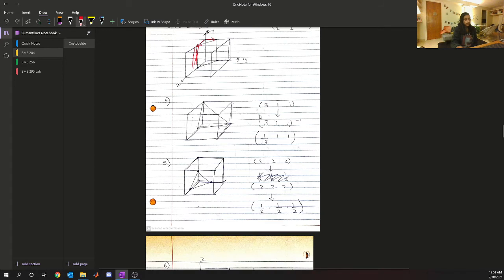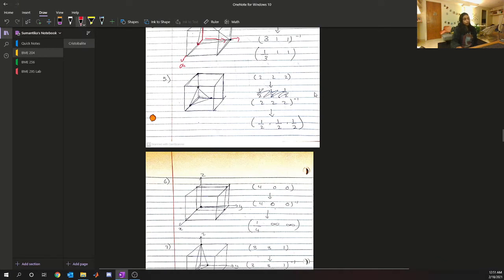Number 4 is 3, 1, 1. So this is just 1/3 in what I would say again, as the A1 or X direction, and then you got this one, you got that, and you move 1 in this direction and 1 in that direction, and then you would connect these points to draw the plane.